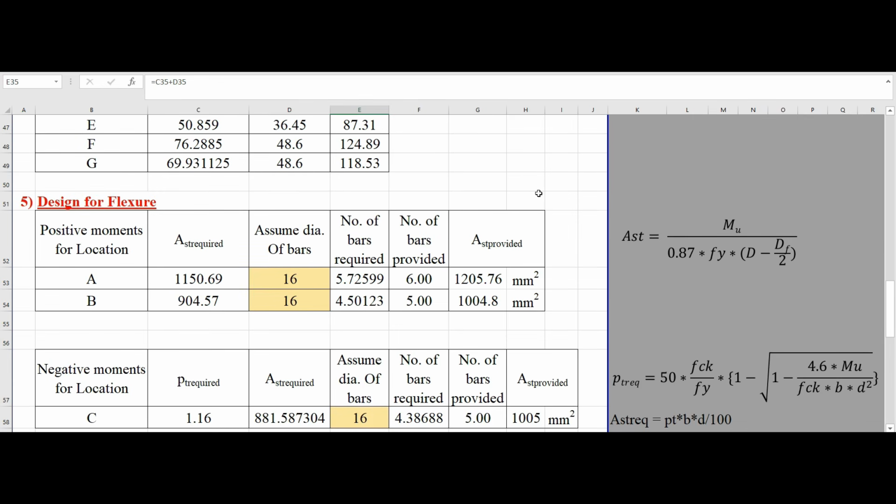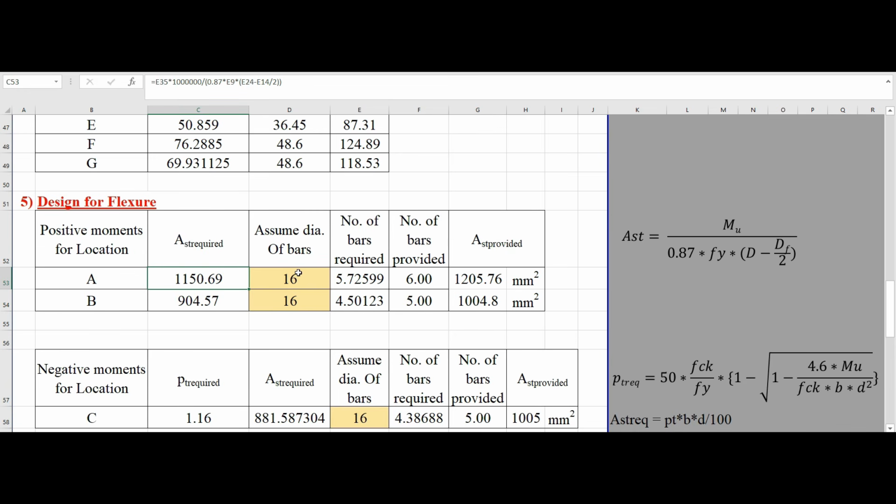So next step is the design for flexure. So we will provide the area of steel to resist the bending moment. So first of all, at the location A, we need to provide AST required of 1150.69 mm square. So the formula for AST required is, for the T beam, equal to Mu, that is the bending moment acting on that beam, divided by 0.87 into Fy into D minus Df by 2, where Df is the depth of flange and D is the overall depth of the beam. So we get the AST required as 1150.69 mm square.